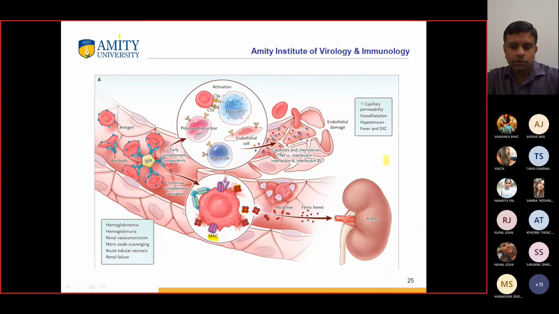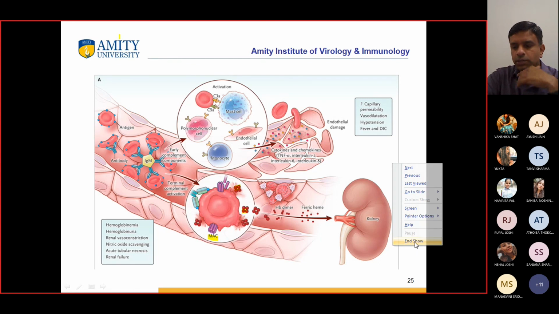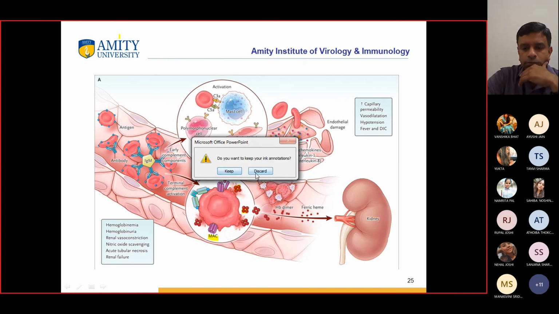So students, this is your transfusion reaction. The rest of the reactions we will talk about in the next class. So if you have any questions, you can ask.